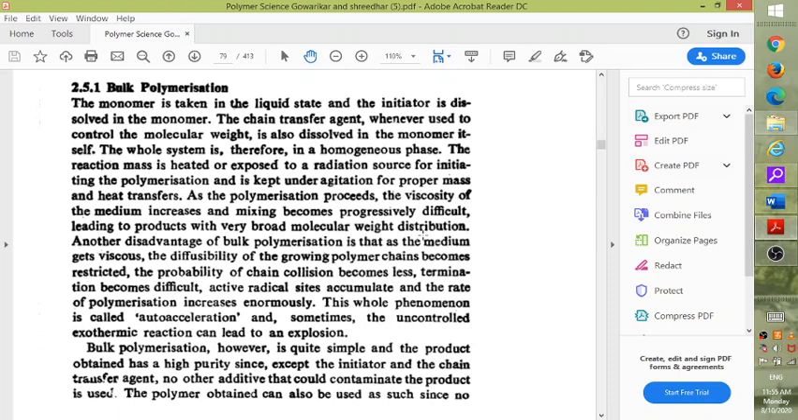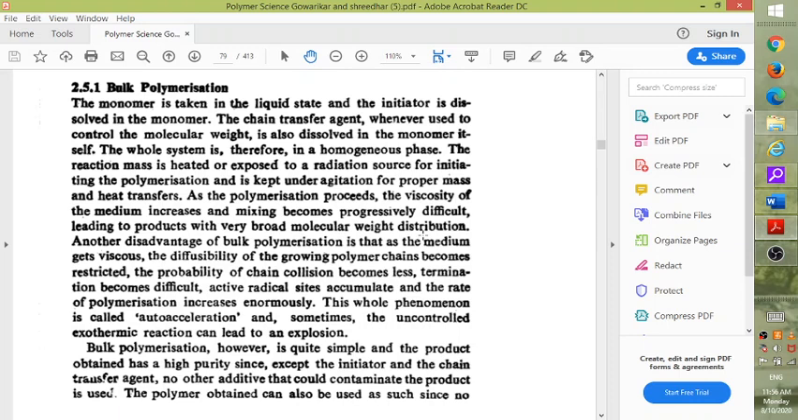So, what happens? The viscosity increases, and mixing becomes difficult because of the viscosity increase, leading to products with a very broad molecular weight distribution. What is broad molecular weight distribution? Like some having 10 molecular weight, then 100, then 200, then 300. It means you are getting polymers having varying molecular weights.